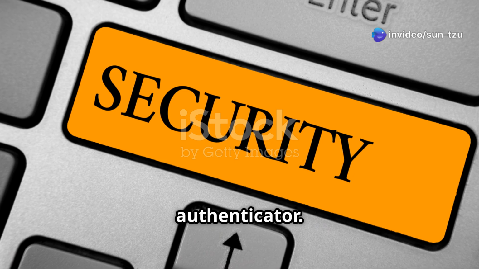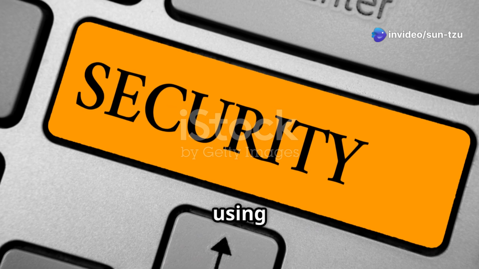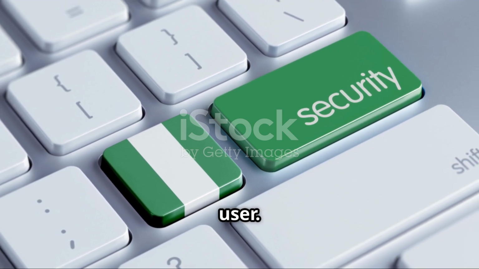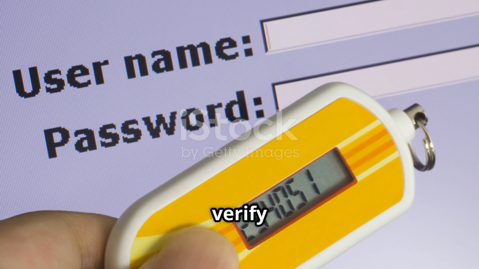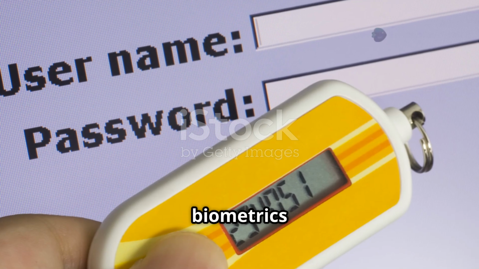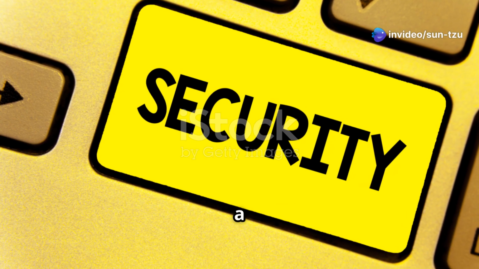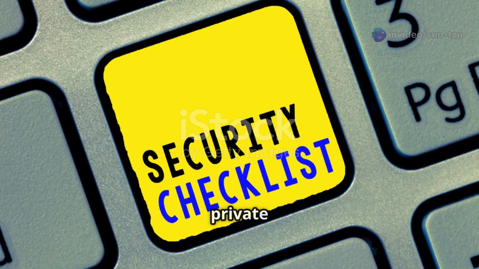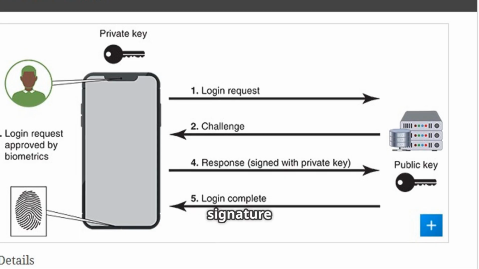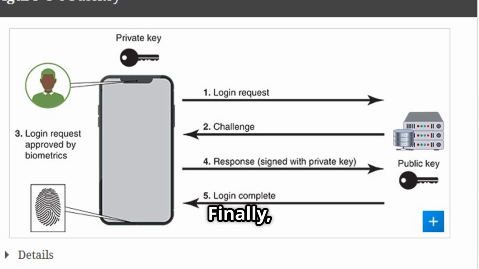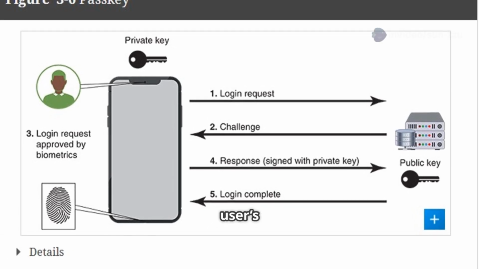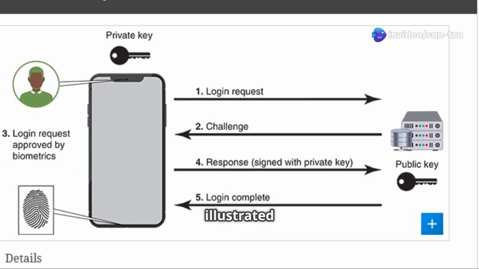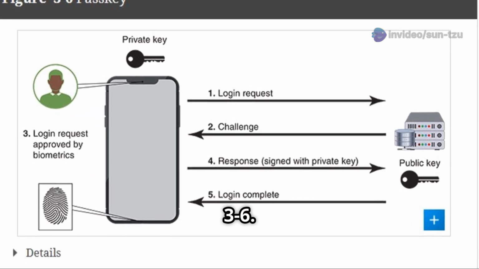user's authenticator. When the user attempts to sign in using passkey, the website will create a challenge that is sent to the user. The user's authenticator will first verify the user's identity through biometrics like a face or fingerprint. A master password can be used as an option, before signing the challenge using the private key and then sending the completed signature to the website. Finally, the website uses their copy of the user's public key to verify the signature's authenticity. Passkey is illustrated in Figure 3.6.